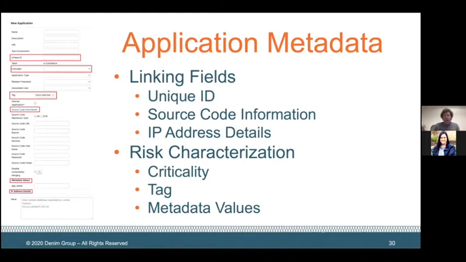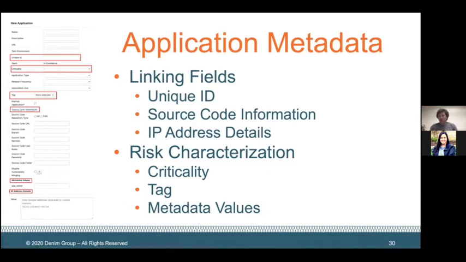And I would characterize these into two different types. The first are linking fields. How do you link this application asset in ThreadFix to external systems or external realities that you have in your organization? And there's also a couple of capabilities that really speak to risk characterization, or the ability to collect metadata so you can make decisions on application. You can collect this information about application.